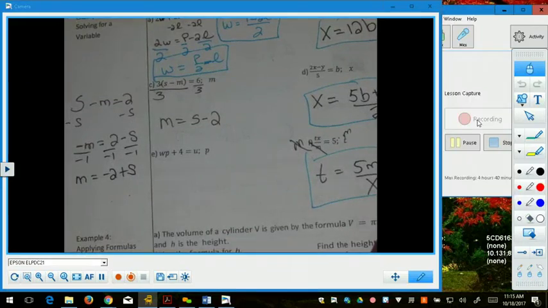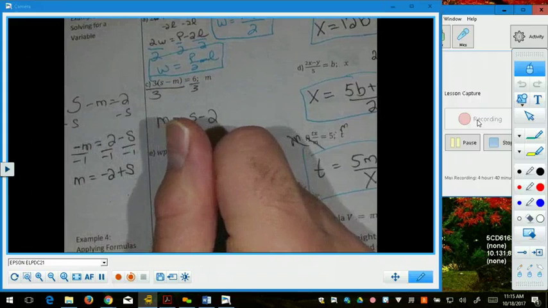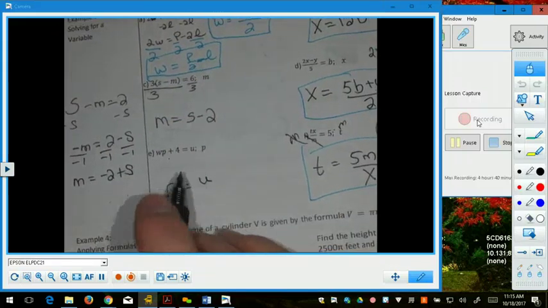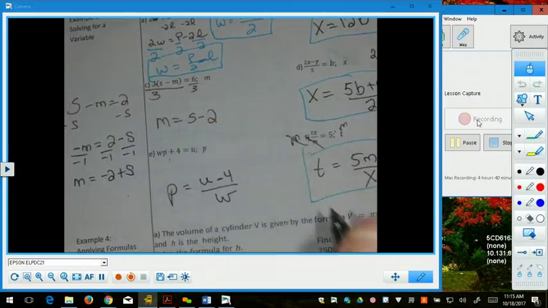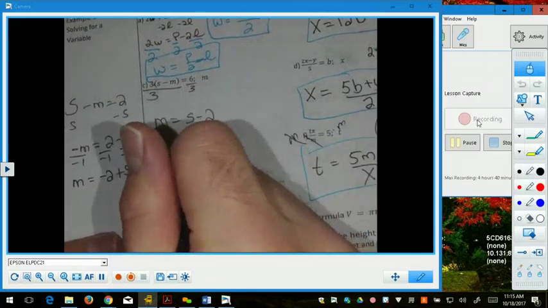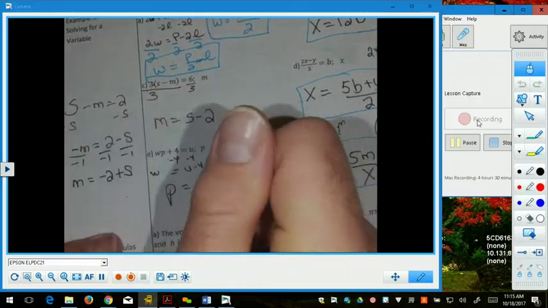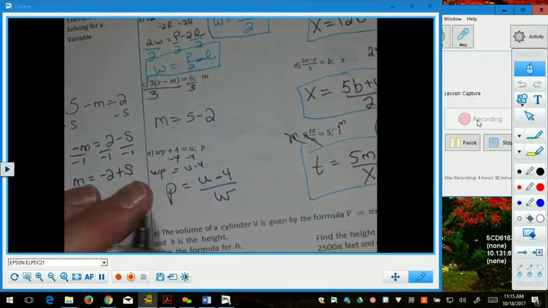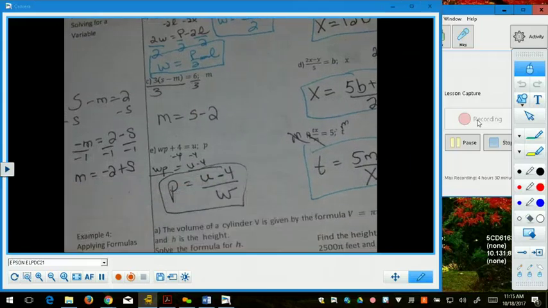Letter E. Who has an answer for letter E? Mara. P equals u over w minus 4. Almost. You got to get rid of the addition first. So it should be u minus 4 and then divide by w. So here I would take 4 away from both sides. I'd have u minus 4 equals wp. Divide by w, and that would give me this answer.